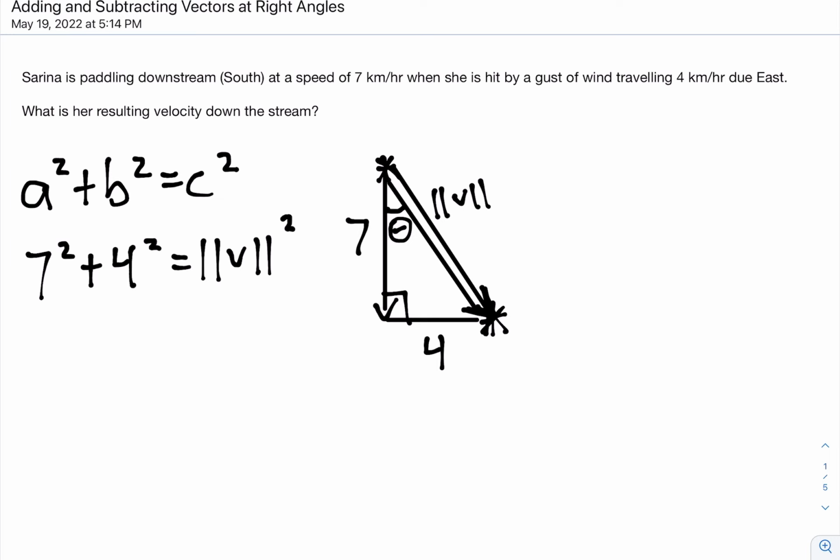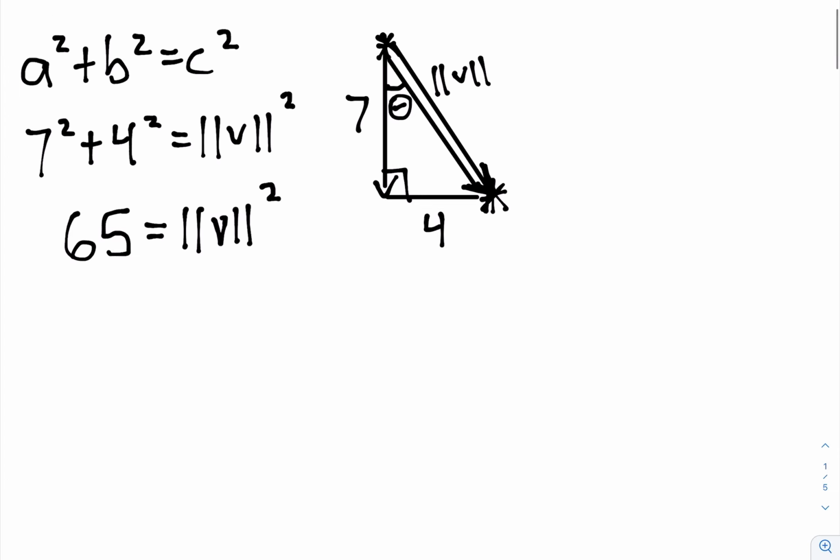So 7 squared, that's going to be 49, plus 4 squared, that's going to be 16. That's going to be 49 plus 16, which is 65. Okay, that's going to be the magnitude v squared. And if we just want the magnitude v, remember we square root both sides, so it's going to be 65 square rooted equals our magnitude v.